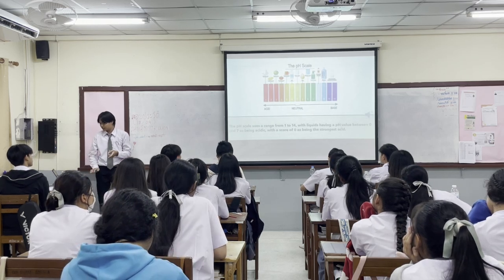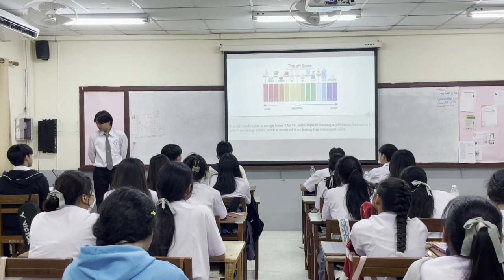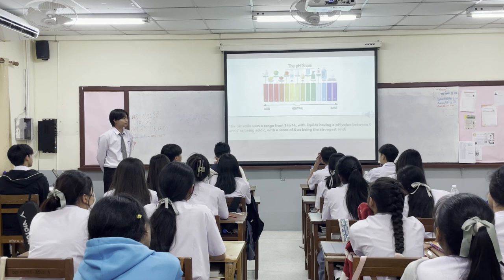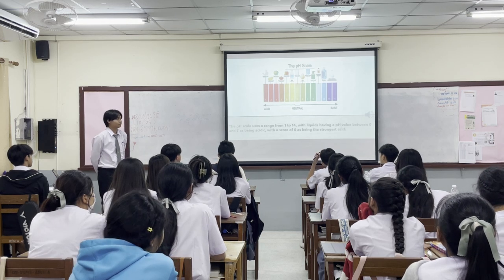The pH scale uses a range from 1 to 14, with liquids having a pH value between 0 and 7 as being acidic, with a score of 0 as being the strongest acid.